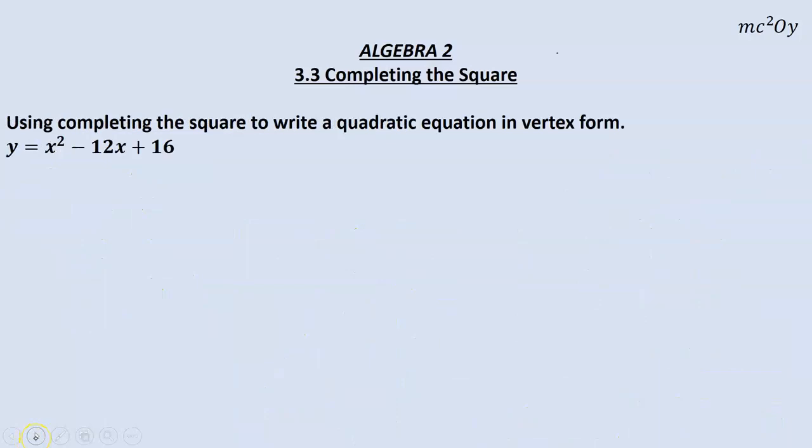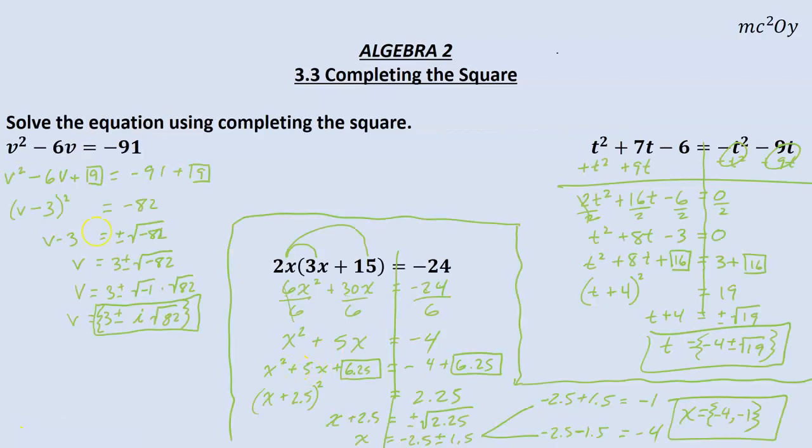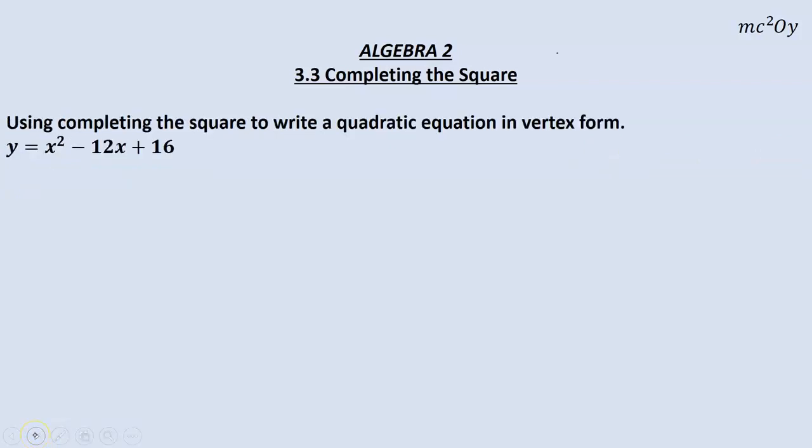There's really only one other thing we do in this section, and that's to use completing the square to write a quadratic in vertex form. You'll notice when you're looking at this, maybe right here, it is very close to vertex form. You have that perfect square binomial there. I want to make that perfect square binomial. The first thing I want to ask myself is, half of 12 is 6, and is 6 squared 16?